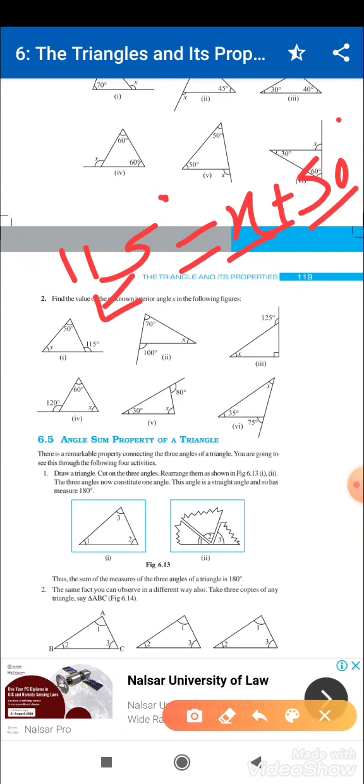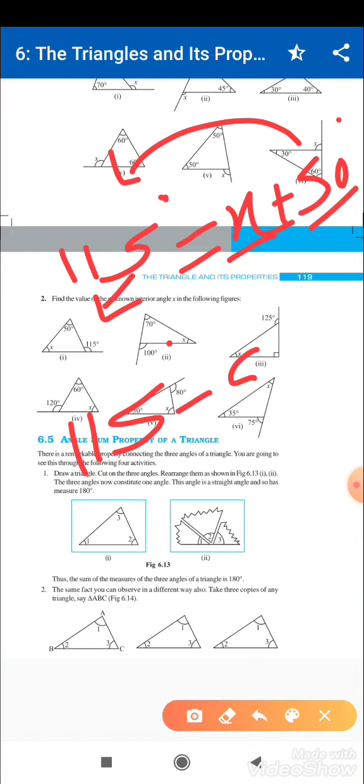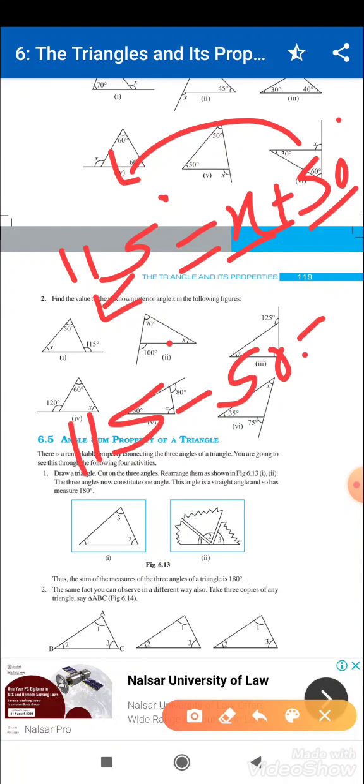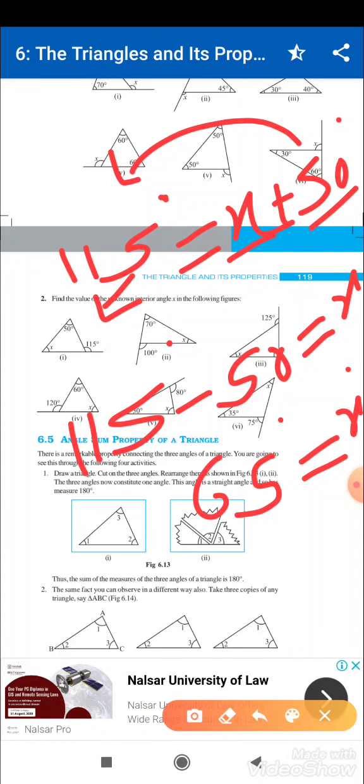Now to find the value of x, we have to shift 50 degree from the right side to the left side. As we move 50 degree from the right side to the left side, we have 115 minus 50 on the left side and x on the right side. Now we subtract 50 degree from 115 degree. After subtraction we have 65 degree, and it is the value of x.